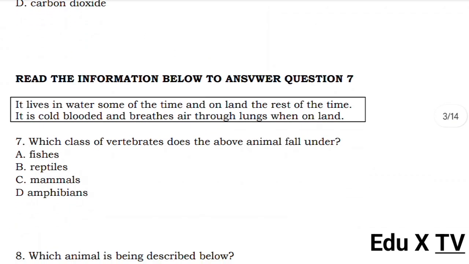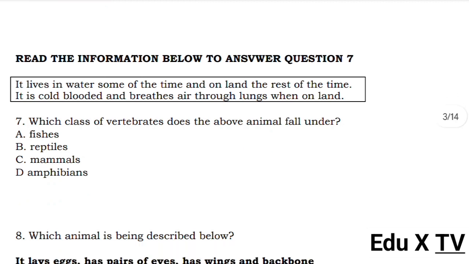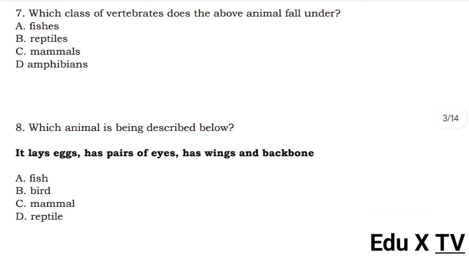Read the following information below to answer question 7. It lives in water some of the time and on land the rest of the time. It is cold-blooded and breathes air through lungs when on land. Number 7, which class of vertebrate does the above animal fall under? Answer D.